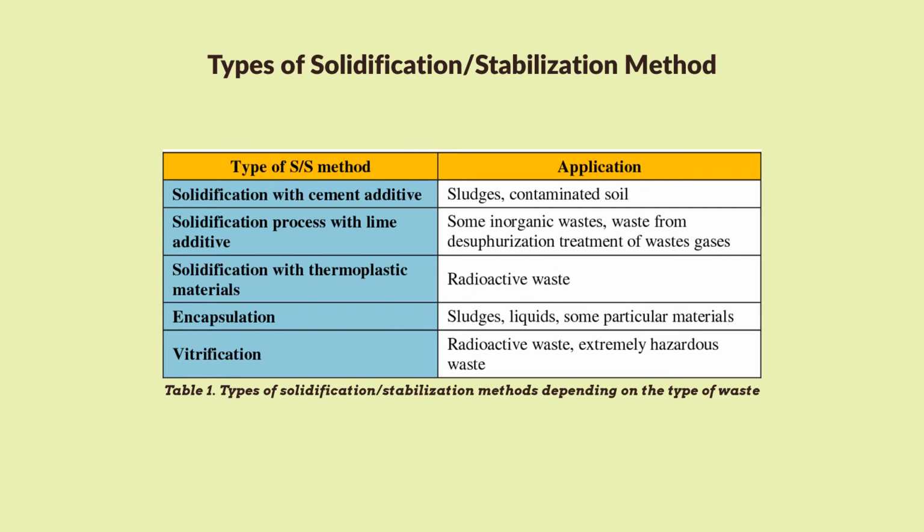Presented on this slide are the types of solidification and stabilization method and its application. For sludges and contaminated soil, the appropriate method is a solidification with a cement additive. For some inorganic wastes and waste from desulfurization treatment of waste gases, we have solidification process with lime additive. For radioactive waste, we have solidification with thermoplastic materials. For sludges, liquids, and some particular materials, we have encapsulation. For radioactive waste that are extremely hazardous, we have the vitrification process. So these types of methods and processes will be discussed further by my other groupmates.